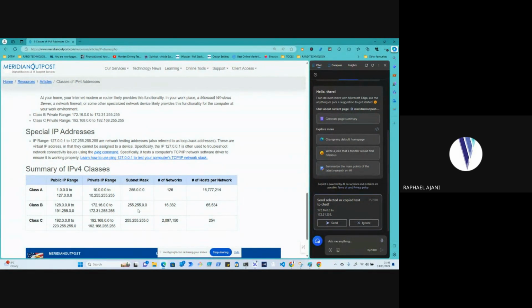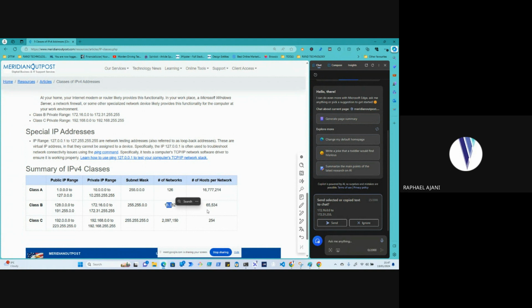Next week, there is what we call subnetting. Subnetting talks about breaking a network into several networks. I will explain that to us. I thought I could go that far today, but the time is gone now. But for class B, the number of networks you have here is now more. You have 16,000, and then you have hosts of about 65,000.